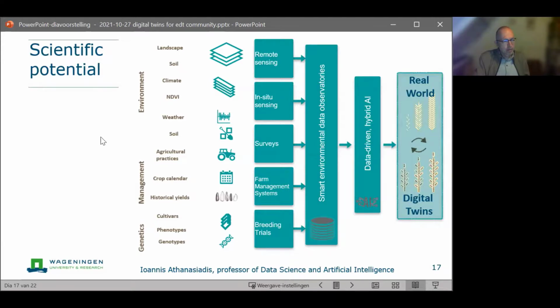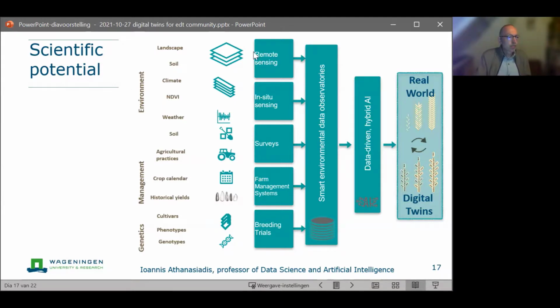So this is just an illustration, not only about the application side, but also about the scientific potential. In this manner, we think it may be helpful for our domain to think about what kind of data we need, for instance, from remote sensing, from in situ sensing, from surveys, from farm management systems, and also from breeding trials, how we could develop a smart environment in selecting the data that we have, and then develop some kind of data-driven hybrid AI to be used in digital twins without the need to simulate everything in detail, which would be completely impossible in a complex system, even as small as a single farm.